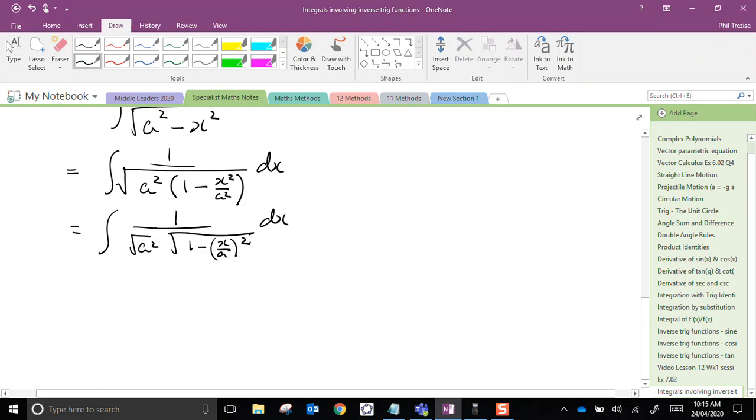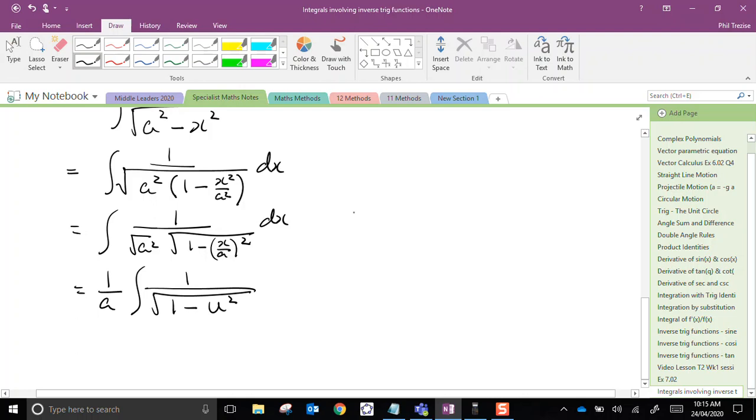Now what would be the square root of a squared? Well, that's just a. And having that in the denominator, I could bring my constant of 1 over a to the front. That was where the square root of a squared ended up. Now this, it's still not looking wonderful. I would really, really like that to be 1 minus a single pronumeral squared.